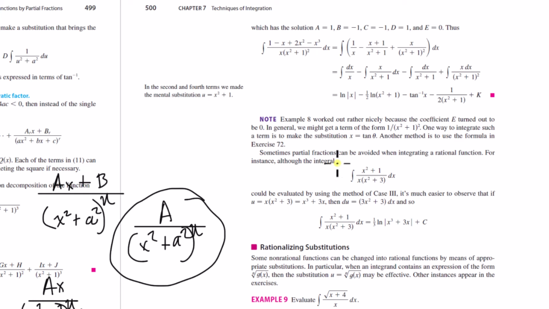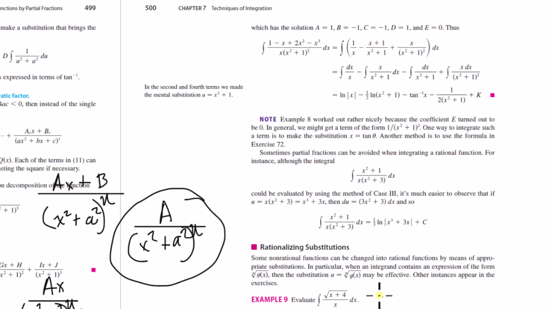All right, now it says sometimes partial fractions can be avoided when integrating rational functions. For instance, although the integral could be evaluated using the methods we just discussed, we can see there's a u substitution here. If u is equal to x times x squared plus 3, then u is equal to x cubed plus 3x. Then du is equal to 3x squared plus 3. And so if you make this equal to u, the du is going to be of this form. So they're saying take a close look to see if there's not a u substitution or some other method that can work outside of doing the full partial fraction decomposition.